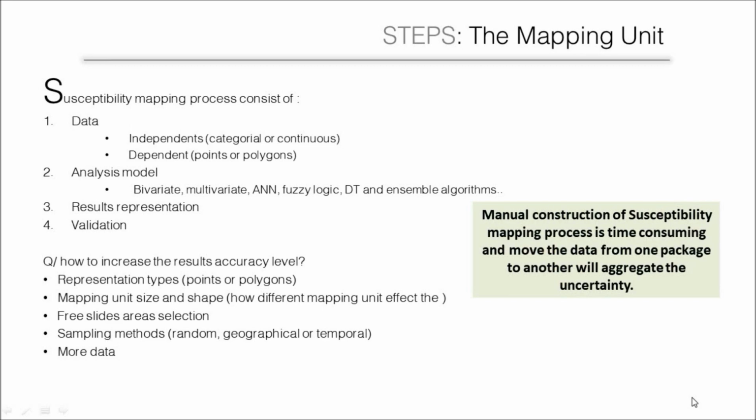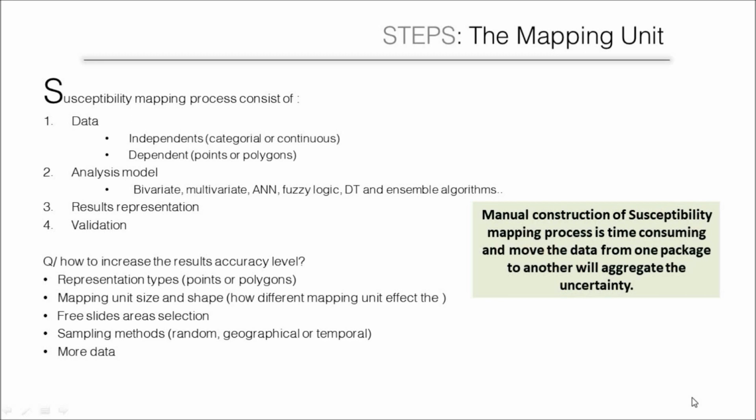So in general, for the methods that especially focus on data preparation, if you take it as a manual construction of this data, it is time consuming, as is moving the data from Excel to another software, for example to QGIS. After that you have some work with ArcGIS, or you're dealing with the ASCII file. So it will aggregate the uncertainty.